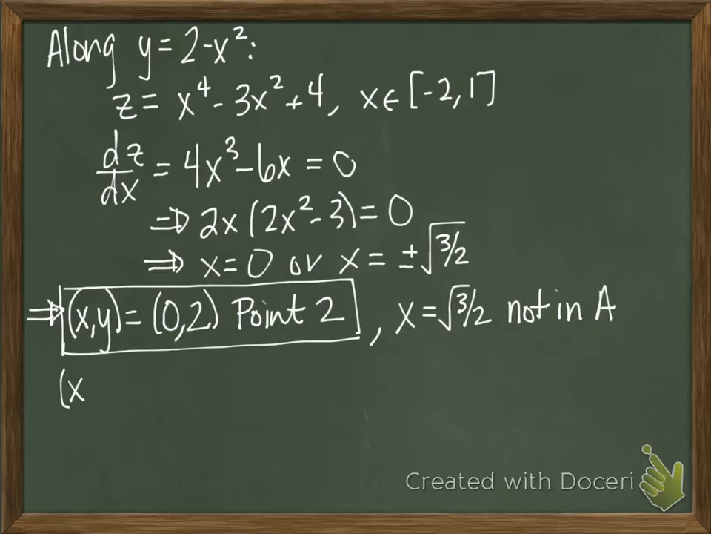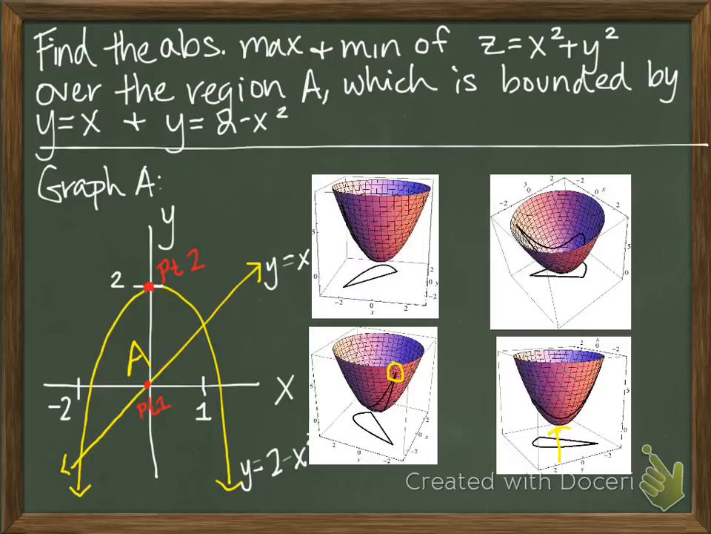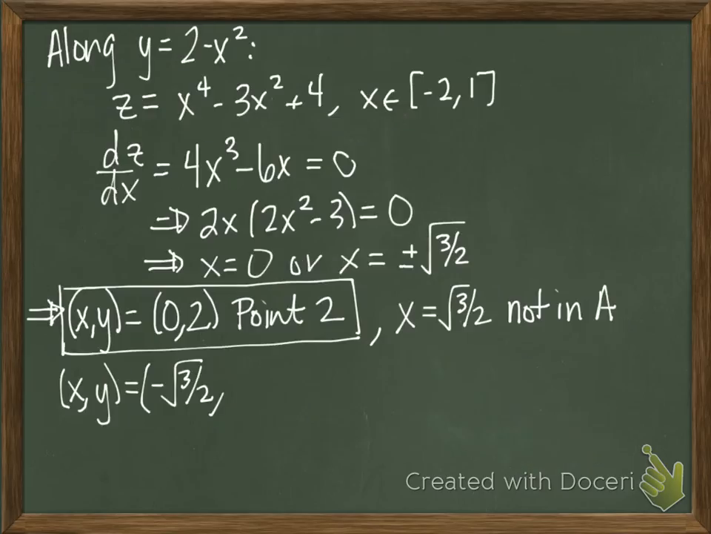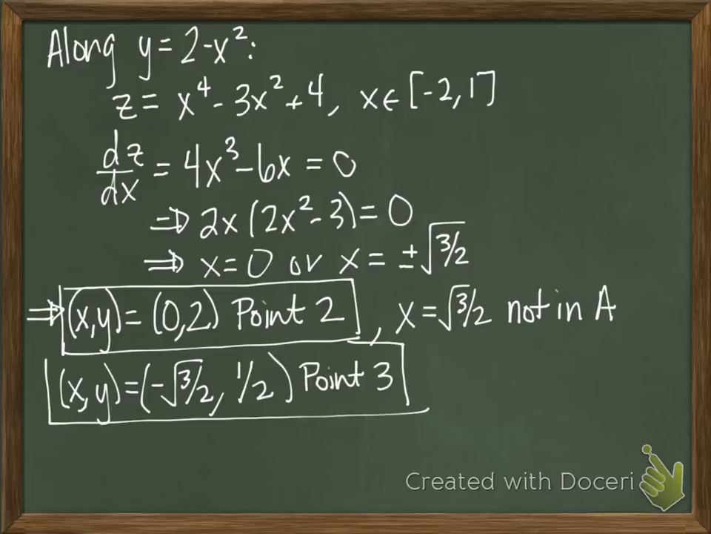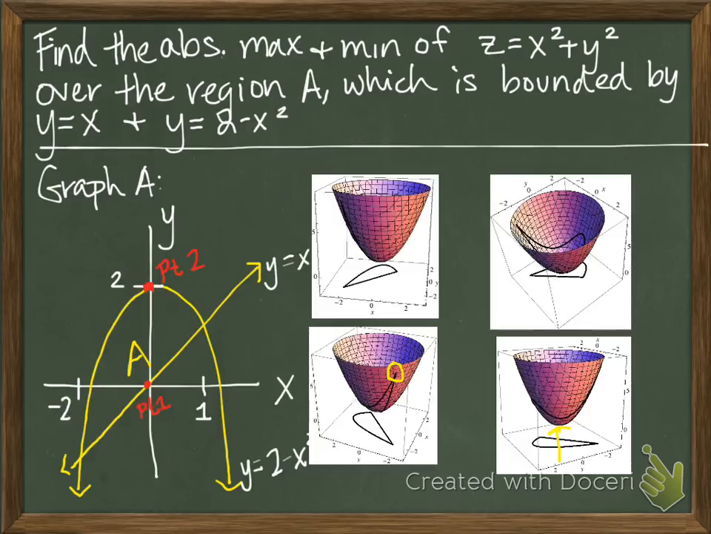But let's look at the case where x is equal to negative square root of 3/2. If x is negative square root of 3/2, you can come back over here. That is going to be within our domain. And we need to find the y value that matches to that. So I'm going to take this and plug it back into my equation for y at the top. When I do that and simplify, I'm just going to get 1/2. So we're going to call that point 3. And let's go back to A and label that.